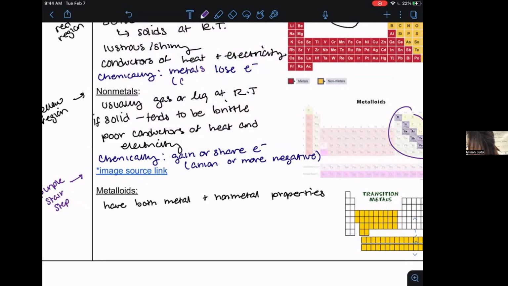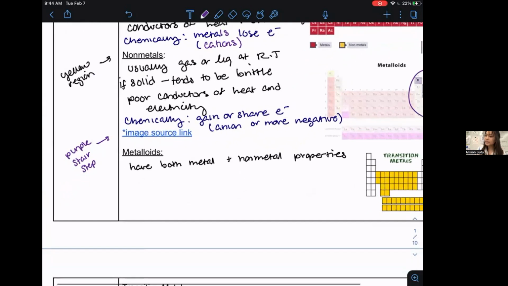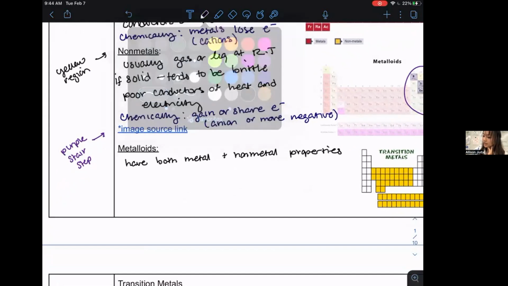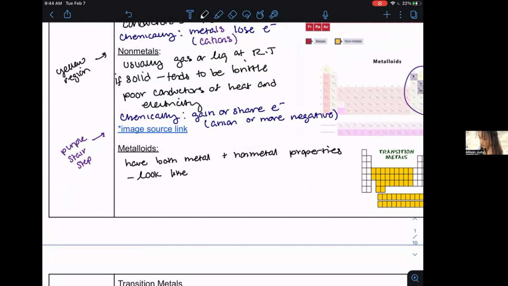Metals. Okay. Cations. Okay. So metalloids have both metal and non-metal properties. And what we say is that they tend to look like a metal. They get the looks of a metal. Cannot spell the word like. Look like metal. But they tend to chemically behave like a non-metal. So they will gain or share electrons, usually.